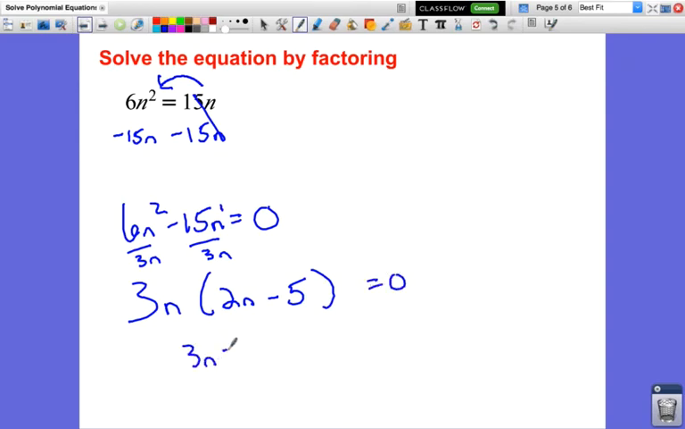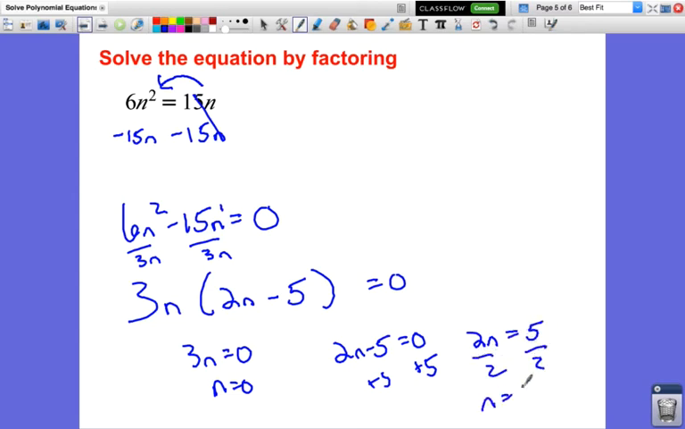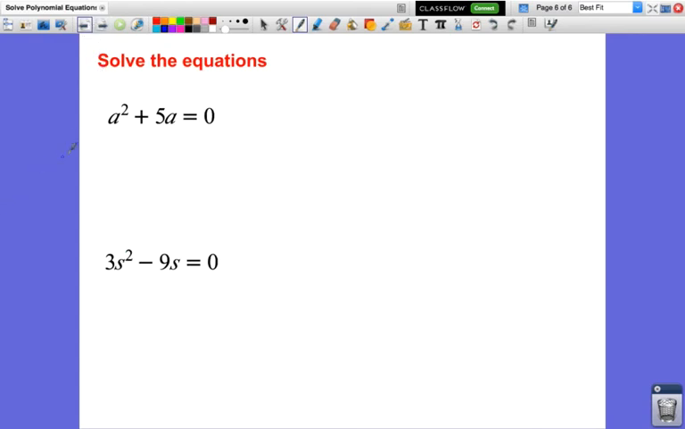Now I can separate into my two equations, and I can solve from here. So here n would just equal 0. Add 5 to both sides. I'll have 2n equals 5, divided by 2, n equals 5 over 2. And you can leave your answers as improper fractions. You do not need to change them to mixed numbers or to decimals. And I'm all done. Let's look at two more examples, and then we'll be all done with this video.